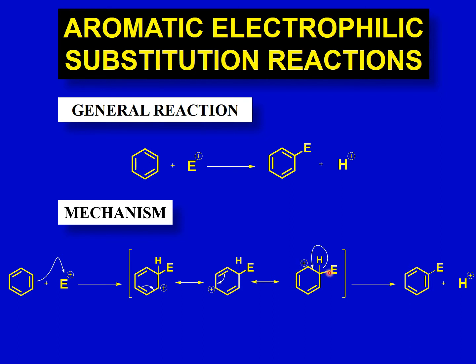And finally, this proton is released, it is abstracted by a base, and the aromaticity is restored, leaving this aromatic ring substituted with the electrophile. This is the general mechanism of an aromatic electrophilic substitution reaction. Now let's see some examples of such type of reactions.